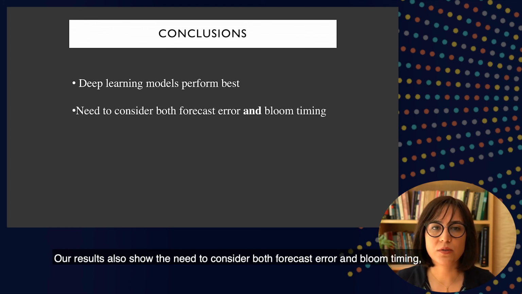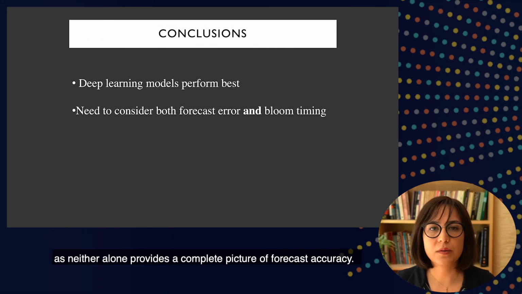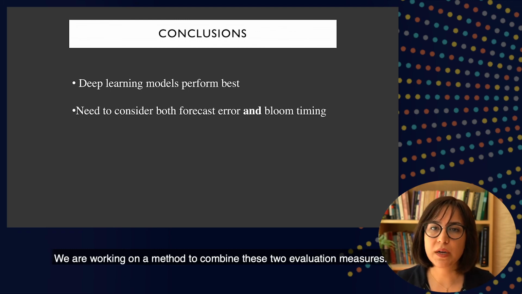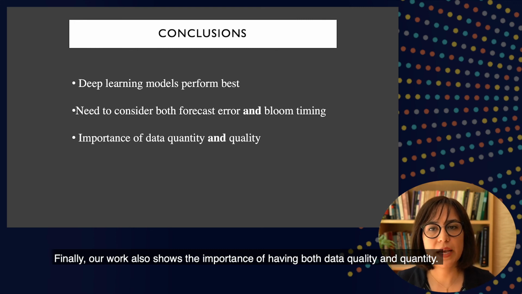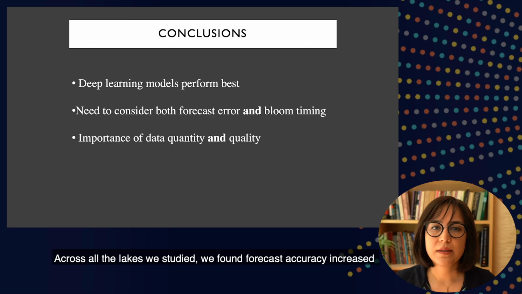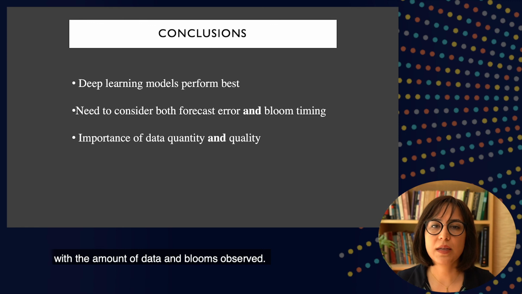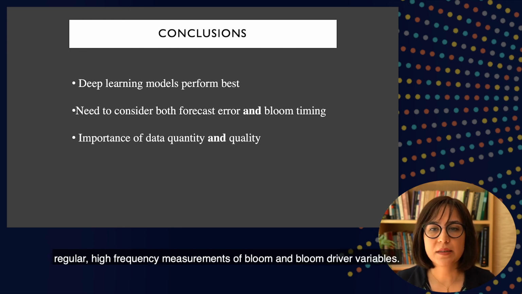Our results also show the need to consider both forecast error and bloom timing, as neither alone provides a complete picture of forecast accuracy. We are working on a method to combine these two evaluation measures. Finally, our work also shows the importance of having both data quality and quantity. Across all lakes that we studied, we found forecast accuracy increased with the amount of data and bloom observed. Managers who wish to use bloom forecasting should build monitoring programs that take regular high-frequency measurements of bloom and bloom driver variables.